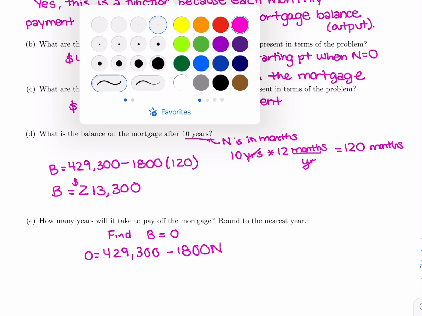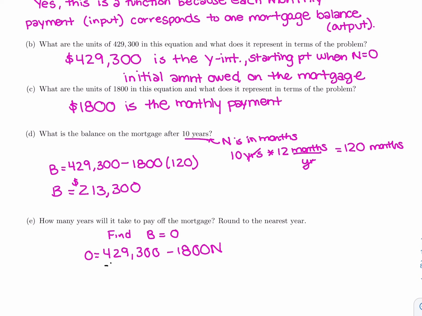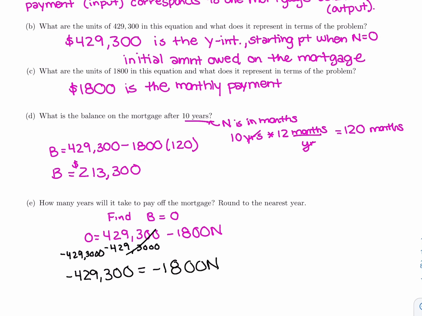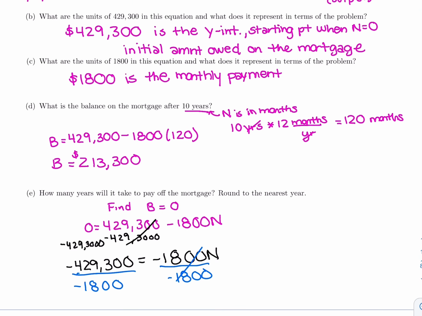So first thing I could do to solve it is try to subtract this $429,300 over. We're going to try to get n by itself. We're trying to figure out how many months, and then we'll have to convert that to years because the question says how many years. So first thing we do is we subtract over the constant. It doesn't have an n on it. So I'm a little bit closer to having n by itself. I need to divide both sides by 1,800, or negative 1,800 in this case. And that way we have n by itself.